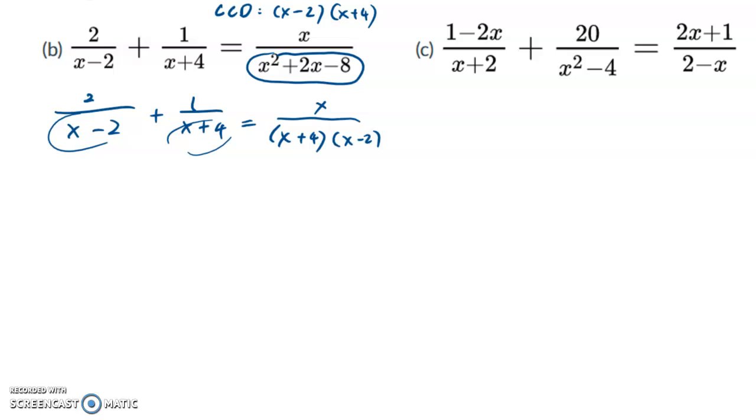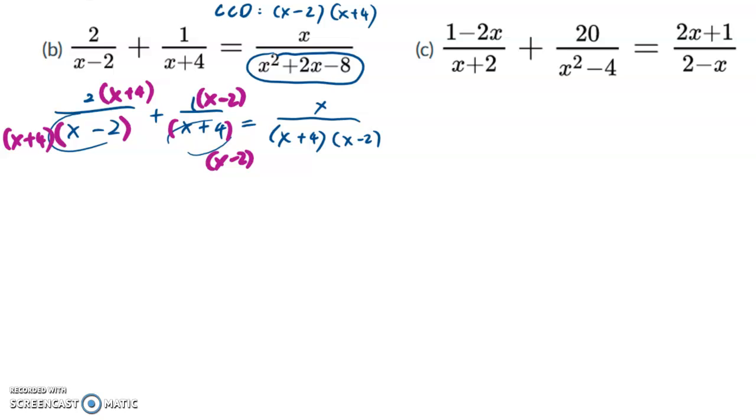Okay. So after we find the LCD, we need to turn each denominator into the common denominator. So that means I'll have to multiply the first denominator by x plus 4. Do the same on top, and I'll have to multiply the second denominator by x minus 2. Multiply the same number on top. Okay, and the third one is already the least common denominator. We don't have to do anything to it.